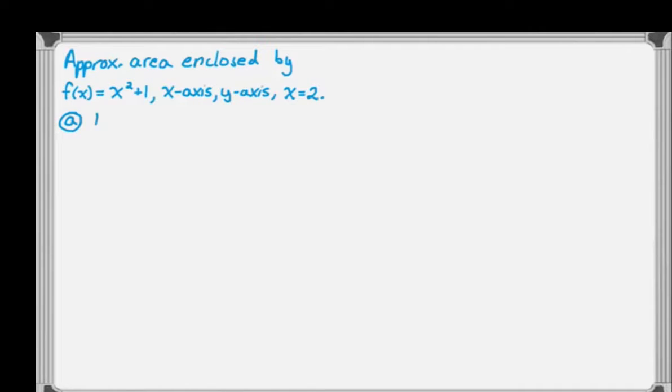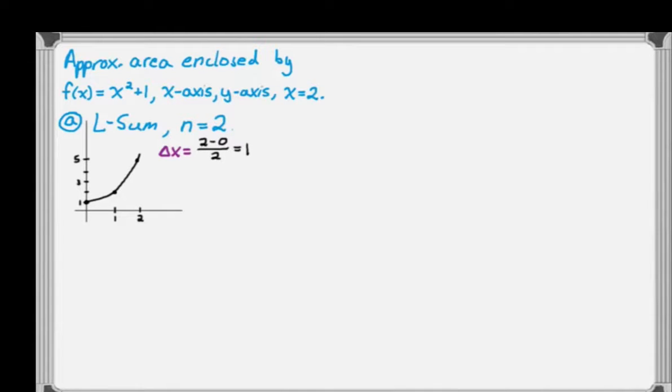So the first way I'll do it is I'll use a left Riemann sum, and I'll use two rectangles. I'm using a small number because it's a little easier to calculate kind of in your head by hand. So let's create a graph, and then I need delta x. That's going to be b minus a, so 2 minus 0, and then divided by n, and n is 2. So 2 minus 0 over 2, which gives me 1.